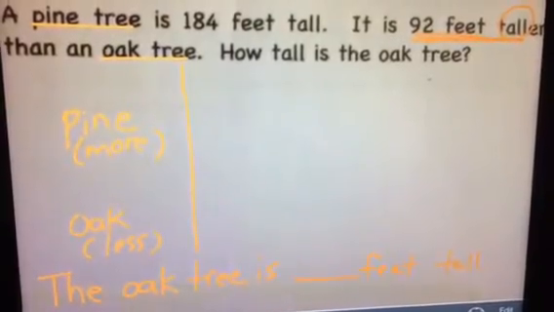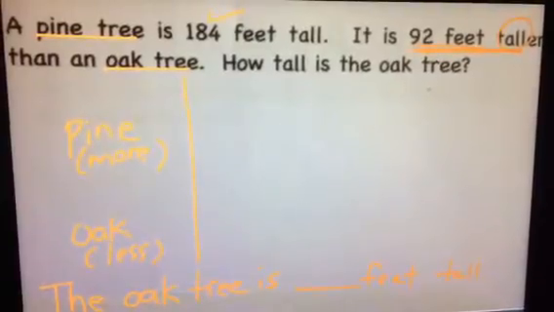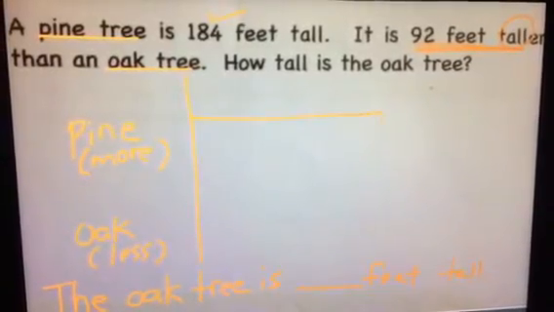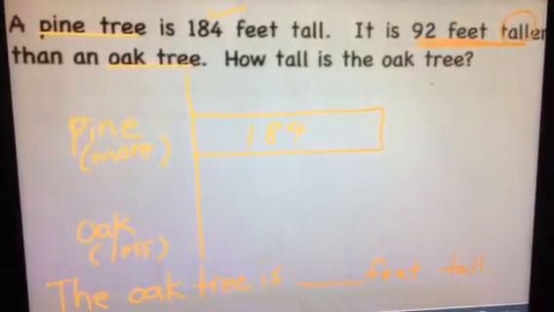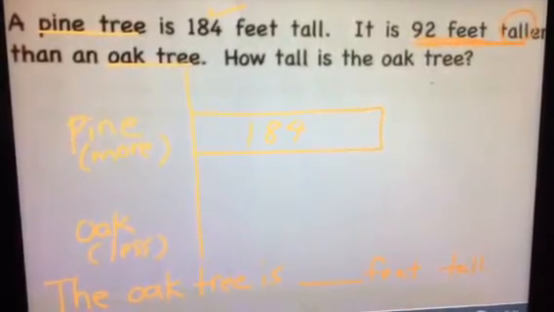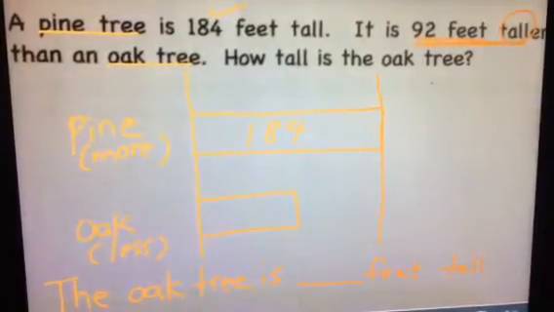Let's move on. So we know, I'm going to include step number 5 as well. I'm going to check as I go along. We know that the pine tree is 184 feet tall. Notice that I drew the bar pretty large because I know that has more. And the oak has less. So I just do one that's smaller. And don't forget the ending line.